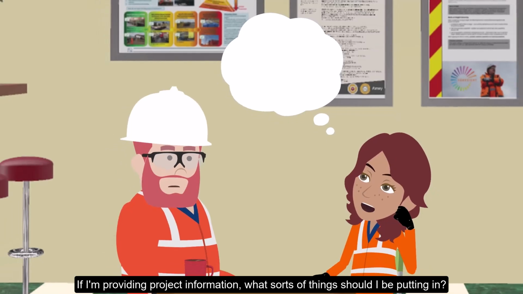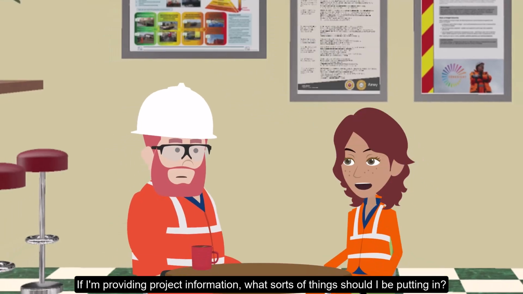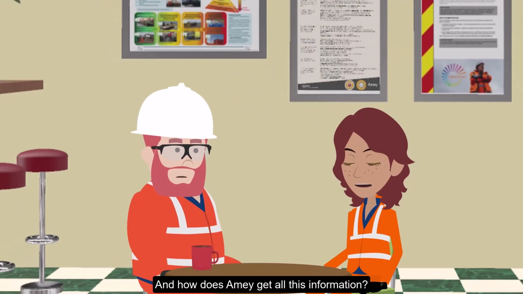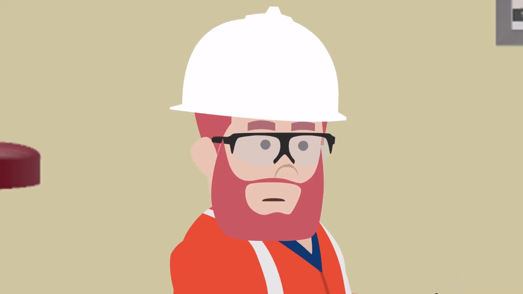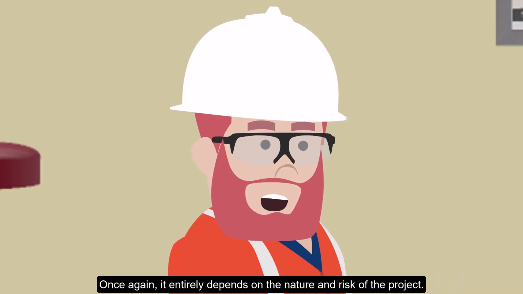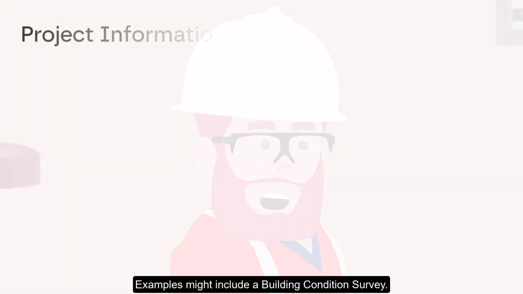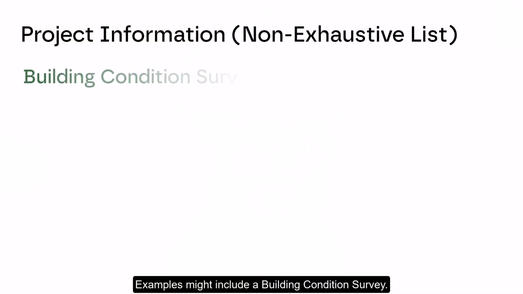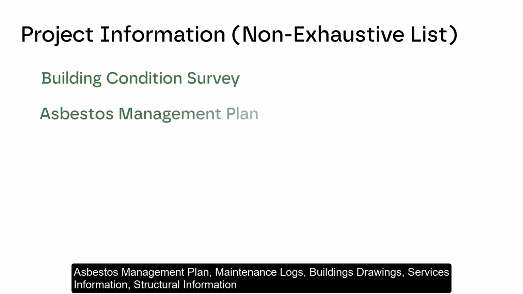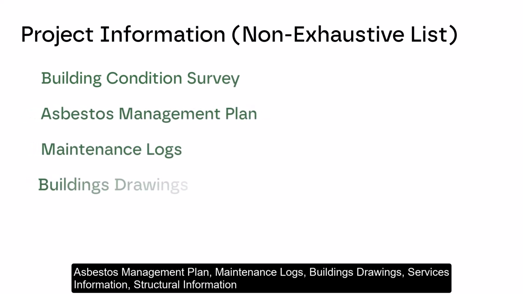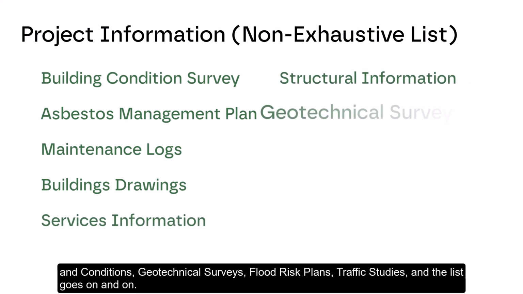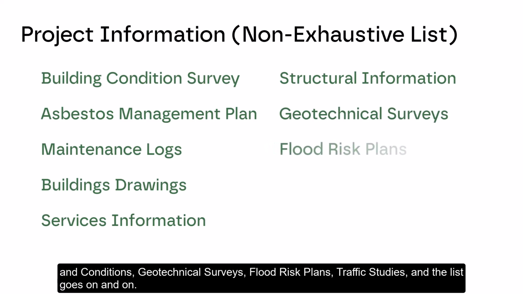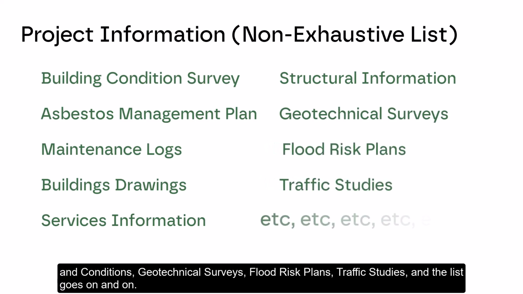If I'm providing project information, what sorts of things should I be putting in? And how does Amy get all this information? There's no definitive list of pre-construction information that designers or contractors might need. Once again, it entirely depends on the nature and risk of the project. Examples might include a building conditions survey, asbestos management plan, maintenance logs, building drawings, services information, structural information and conditions, geotechnical surveys, flood risk plans, traffic studies, and the list goes on and on.